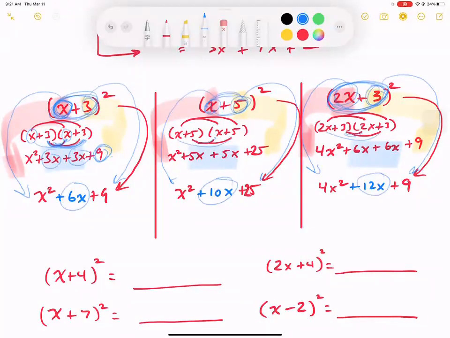So that's our pattern for all these. We square the front. This becomes x squared. We square the back, becomes 16. And we double the middle, which would have been 4x. Double 4x becomes 8x. Double the middle.